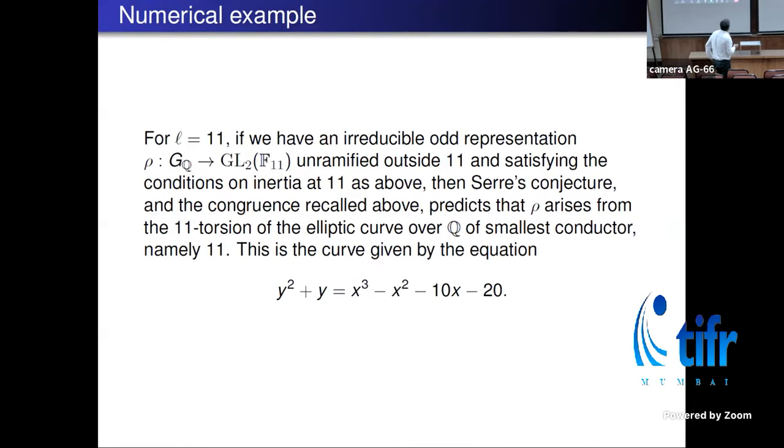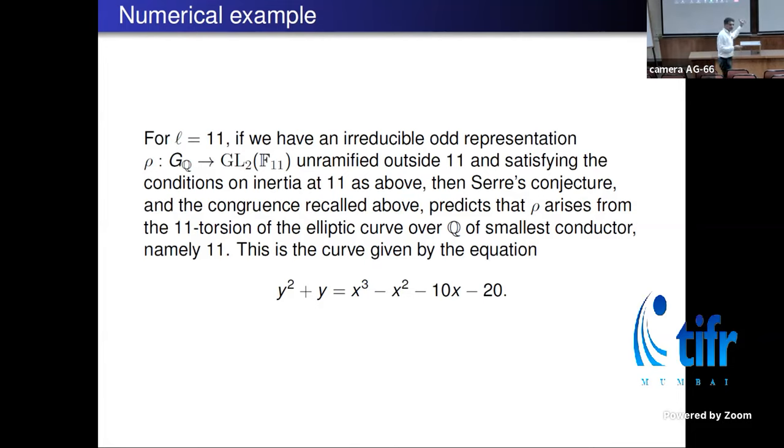So for example, for L equal to 11, the conjecture predicts that if you have an irreducible odd representation, unramified outside 11 and satisfying the condition on inertia at 11, which in this case would be something like inertia going to the mod 11 cyclotomic character, star 0 1, for example. Then Serre's conjecture and this congruence I recalled above, of Serre and Swinnerton-Dyer, between delta and S2(Gamma0(11)), would predict that rho arises from the 11-torsion of one of the two elliptic curves over Q of smallest conductor, namely 11.